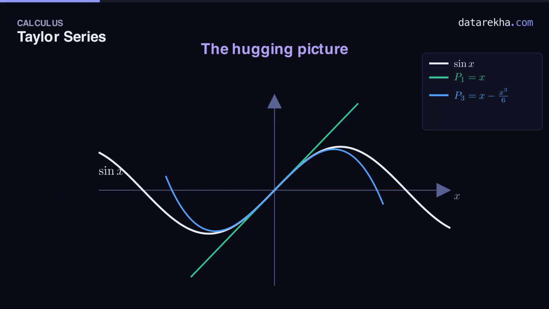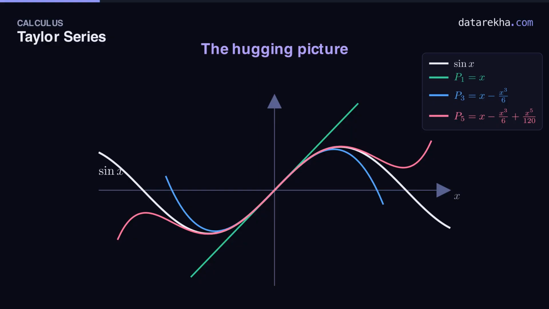So add a cubic term, minus x cubed over 6. Now the curve bends with the sine, and it tracks it noticeably further out on both sides before drifting off. Add the next term, plus x to the fifth over 120, and look at it hug. The rose curve clings to the sine across almost the whole screen.